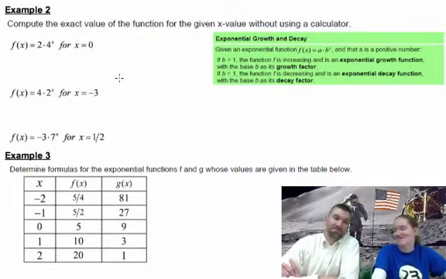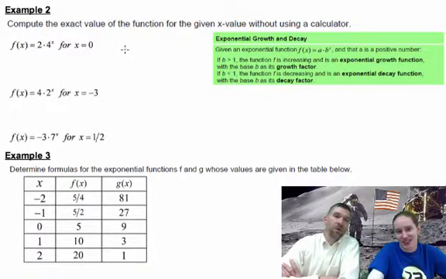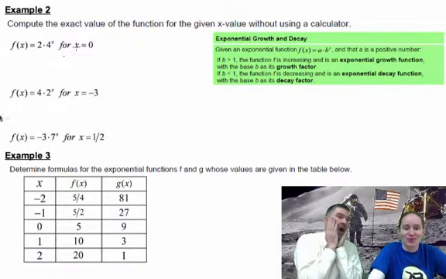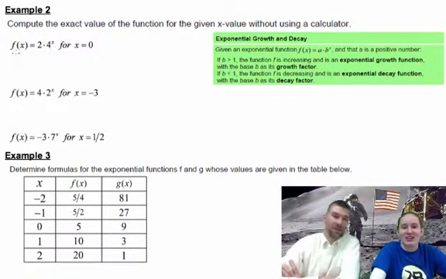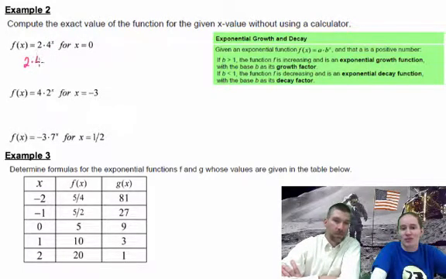Example 2. Compute the exact value of the function for the given x value without using a calculator. Oh, no calculator. I know, it's terrible. Whatever will we do? Solve it. Okay, so we're putting a 0 where x is. So 2 times 4 to the 0.